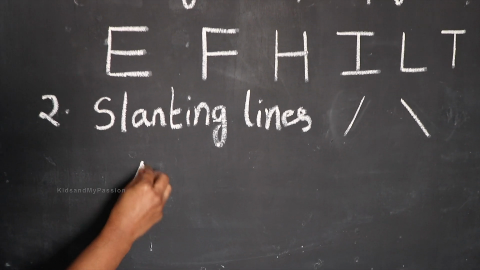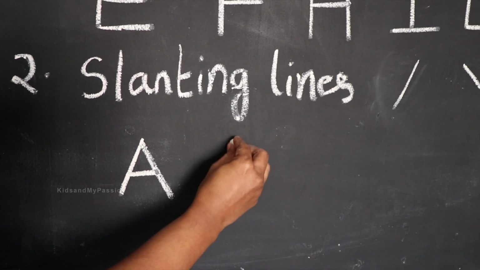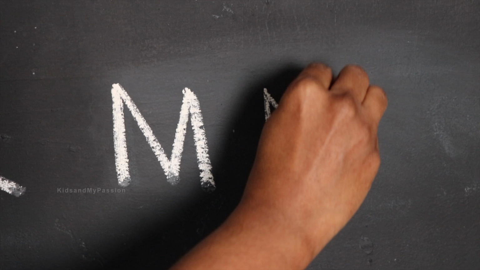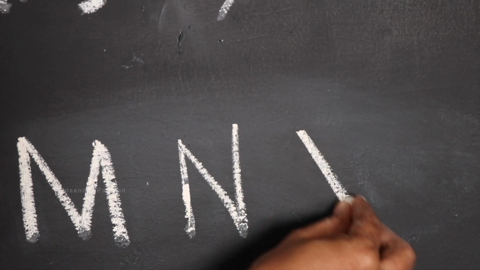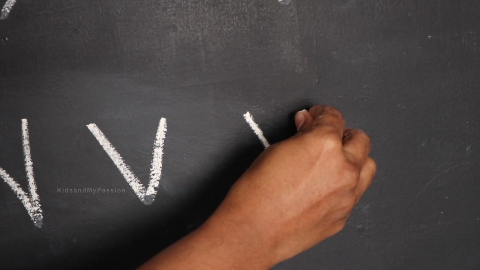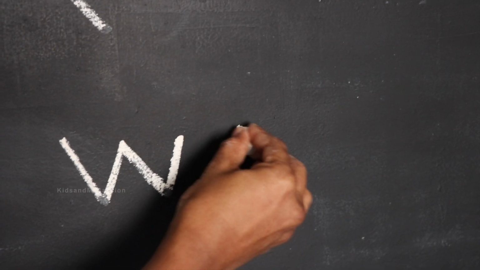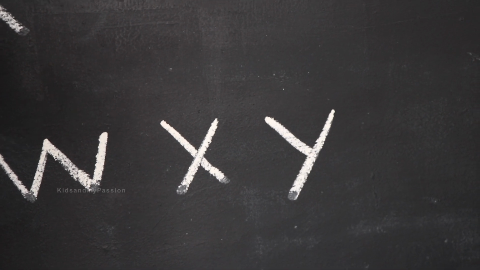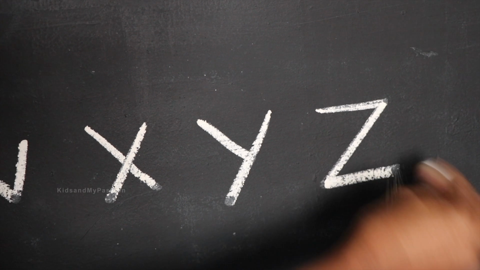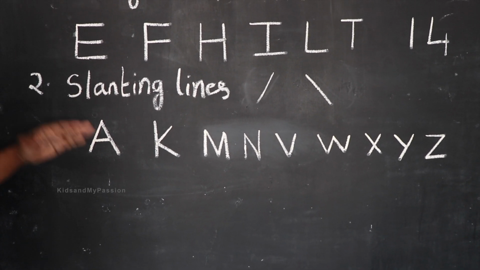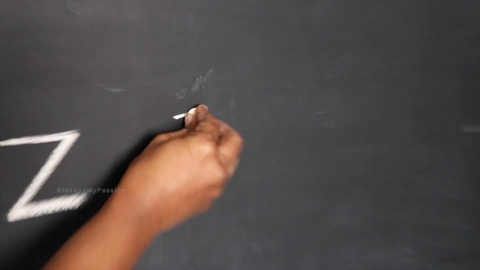Letter A. Letter K. Letter M. Letter N. Letter V. Letter W. Letter X. Letter Y. Letter Z. So these are the slanting alphabets. Now let's see the number. Number 7.